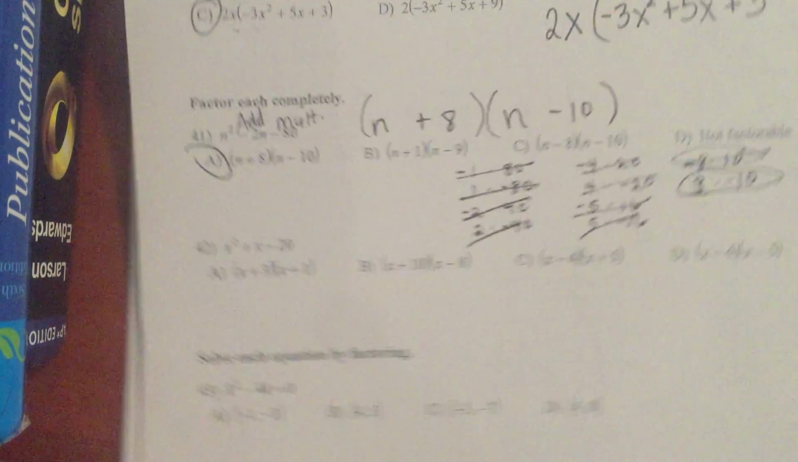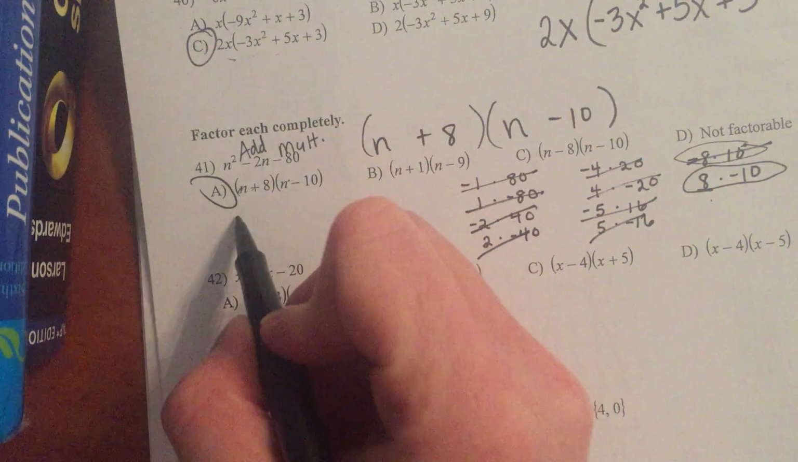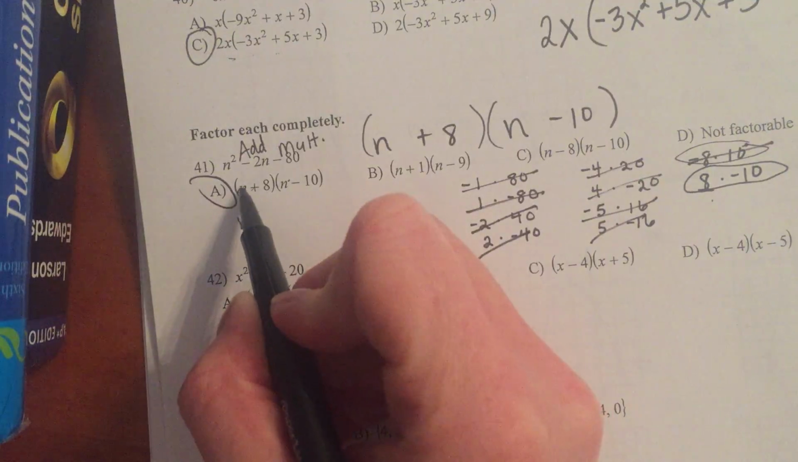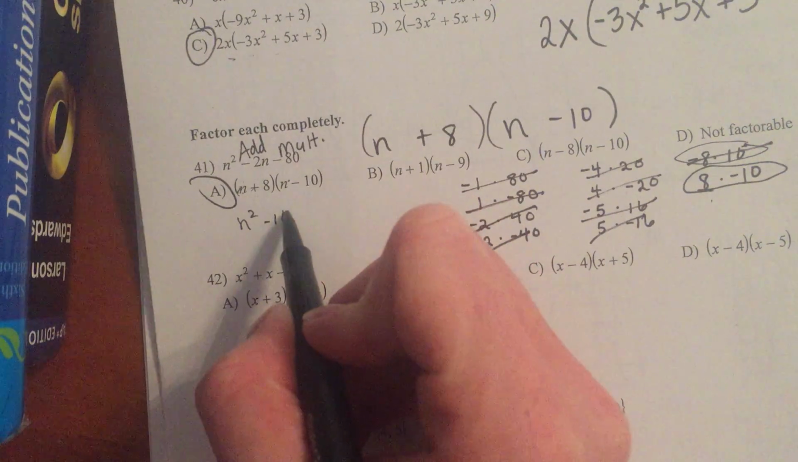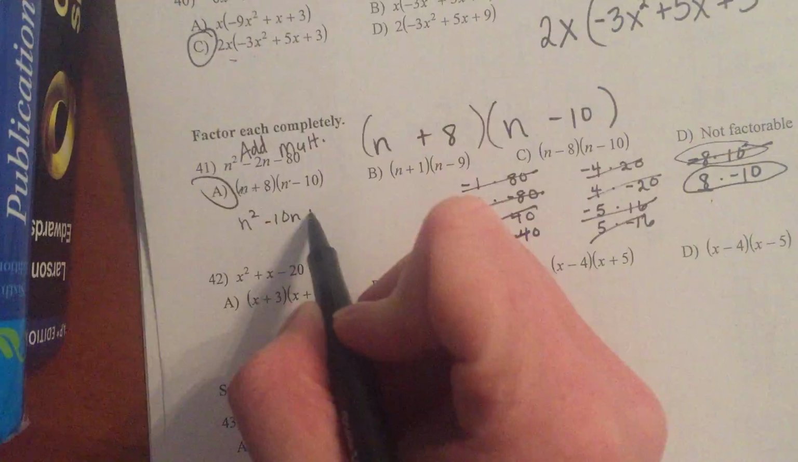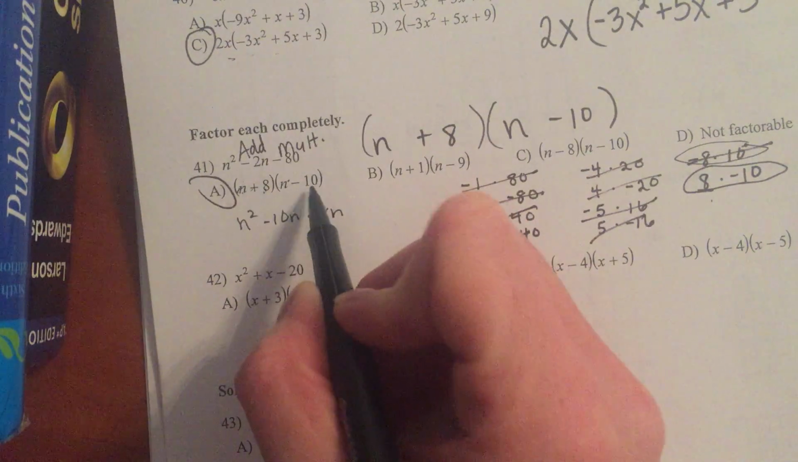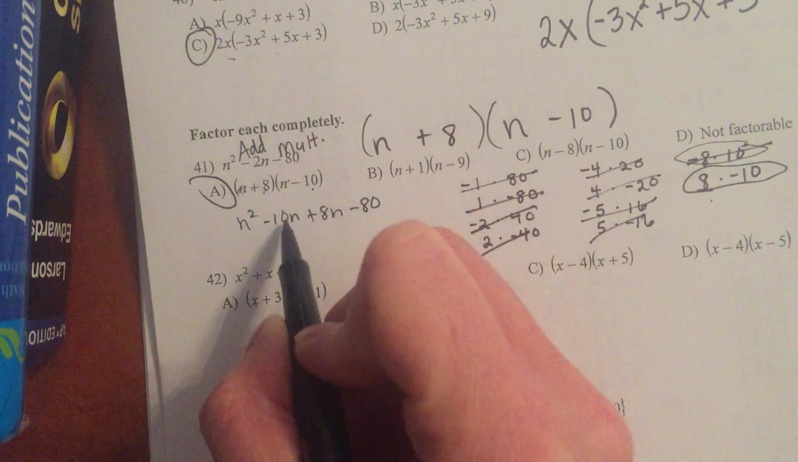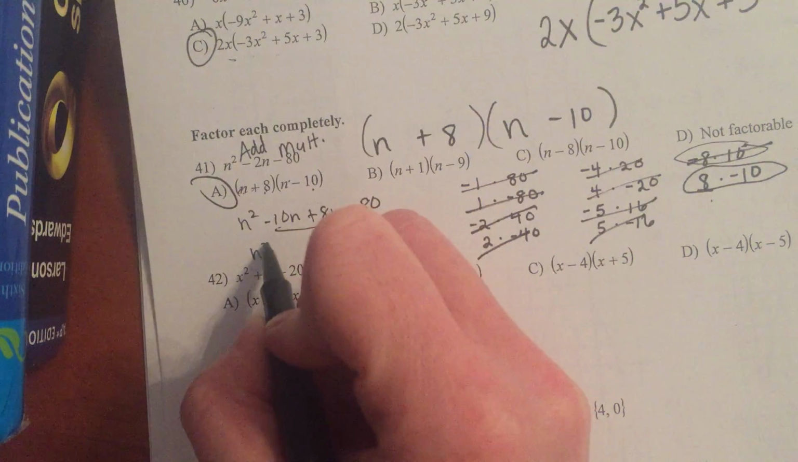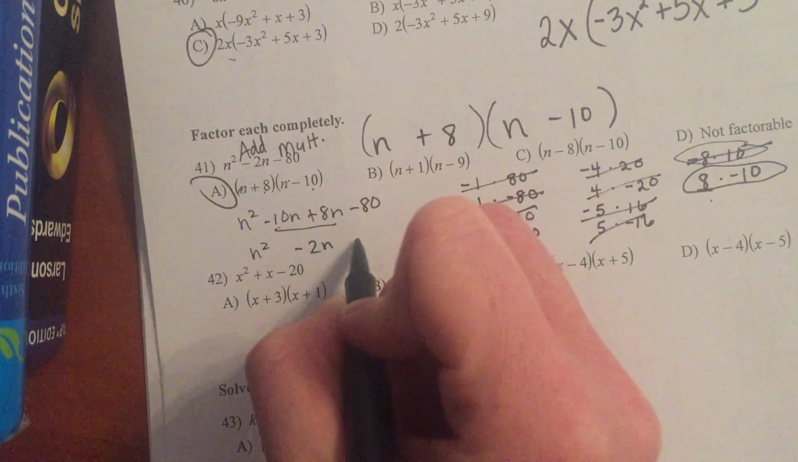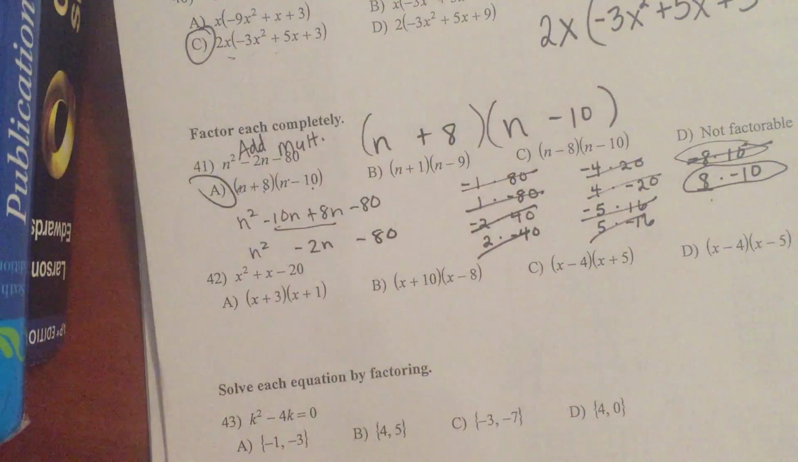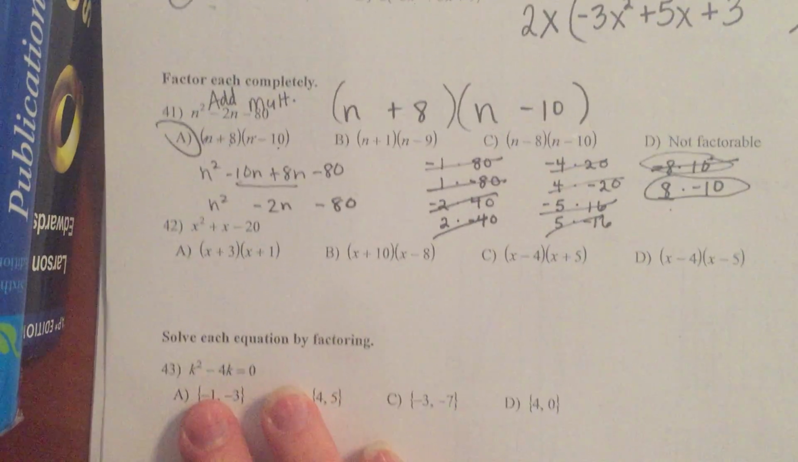And the way you check is you distribute. So n times n is n squared. N times -10 is -10n. 8 times n is 8n. And 8 times -10 is -80. If you combine those like terms in the middle, you get -2n. And that matches up with the original problem, so you know you're right.